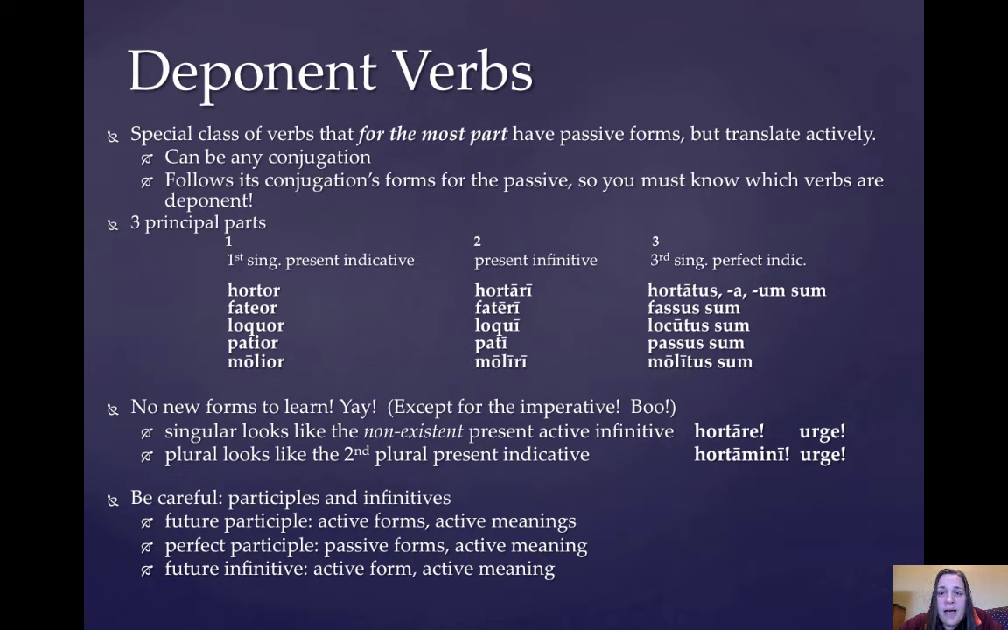For the most part, they have passive forms, but they only translate actively. So you already know the endings because you already know the passive forms for the various conjugations. Just like any old verb, there can be any conjugation. They follow its conjugations form in the passive. So really you already know the forms for the deponent. You just now need to learn which verbs are deponent so you know to translate them actively.